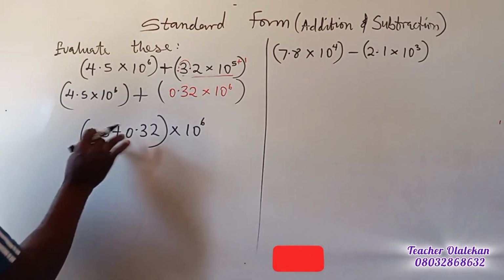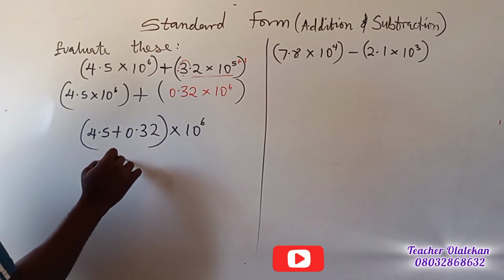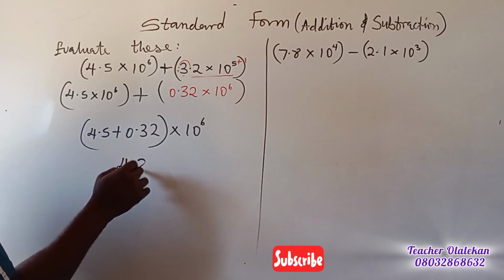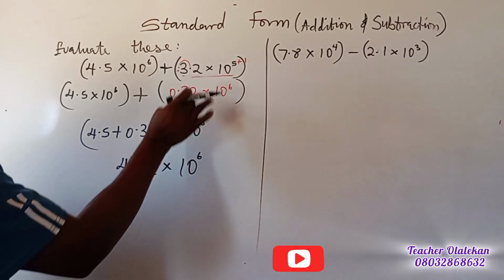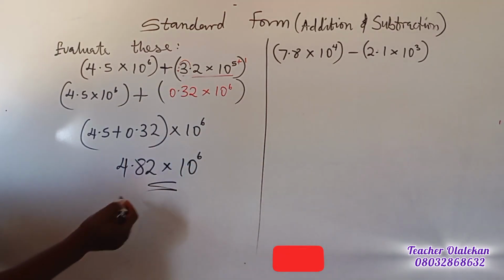If you use your column addition for this, that will give you 4.82 times 10 raised to power 6. So just bring the 10 raised to power 6 down. That's the final answer for this.